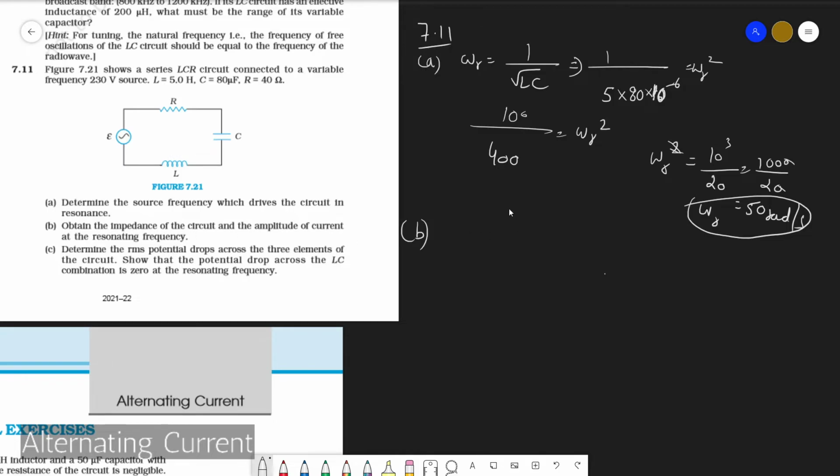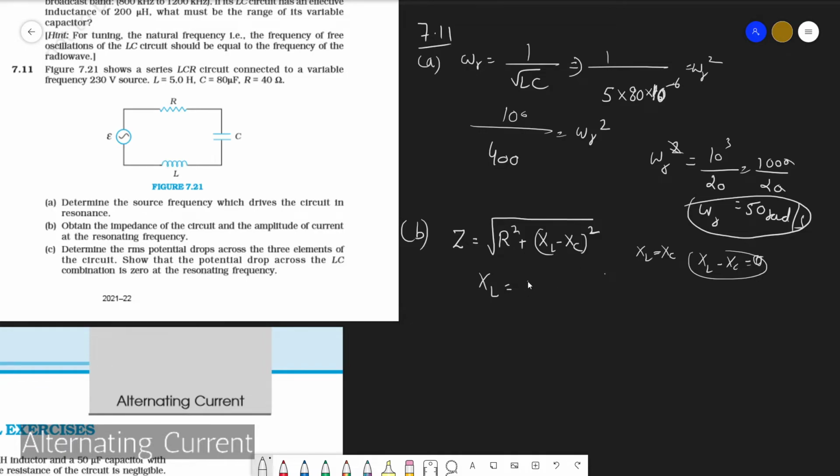What is he asking about the impedance? You know impedance Z is equal to the square root of R square plus XL minus XC whole square. Since we are taking this at the resonant frequency, XL equals XC, so XL minus XC will be 0. Obviously the value of impedance will be equal to the resistance, but let us see it with calculation also.